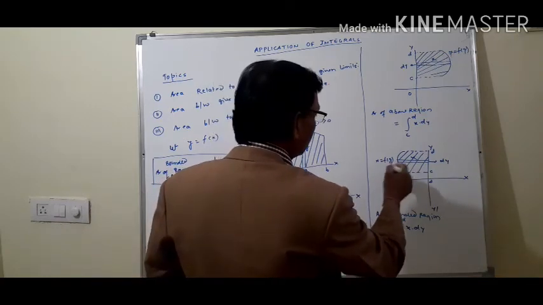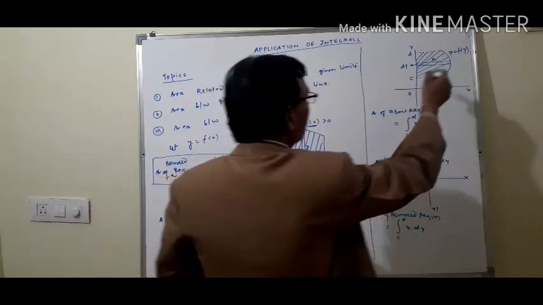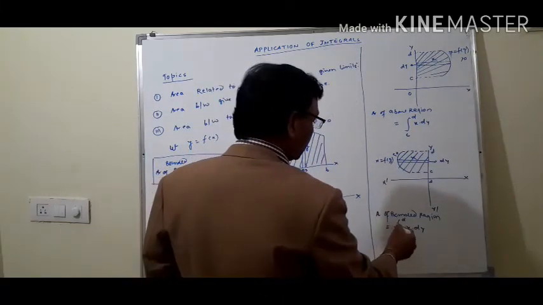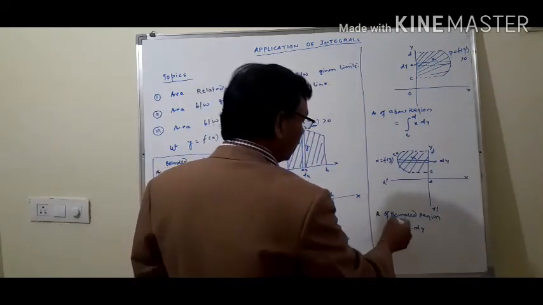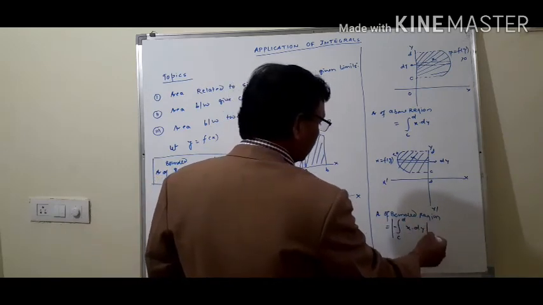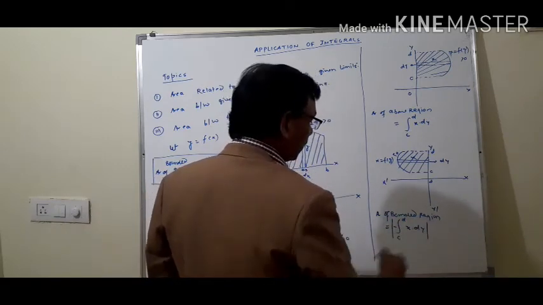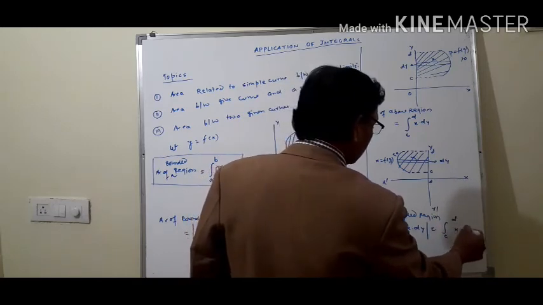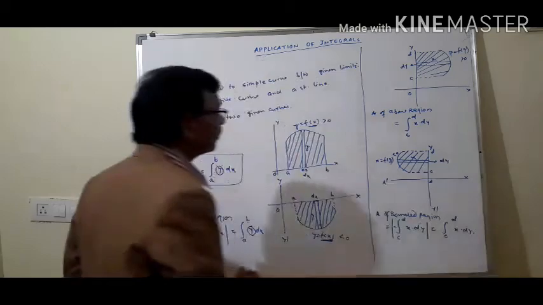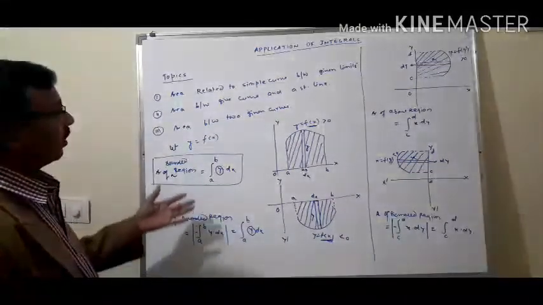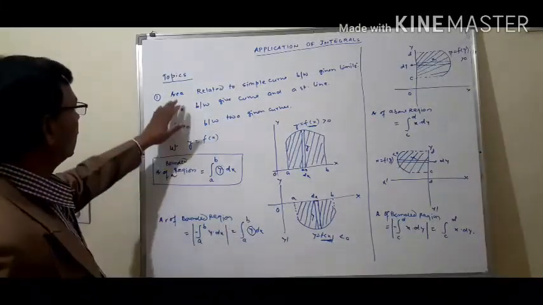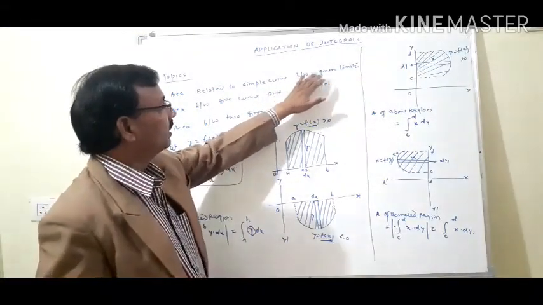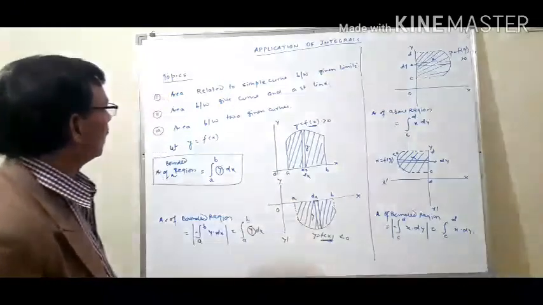Since this is in the negative direction, this will be less than 0, and in the positive direction, this will be greater than 0. So this will be negative, but area is never negative, so we take the modulus sign, that means the integration from C to D of x into dy. These are the 4 types of cases in the area related to a simple curve between given limits.